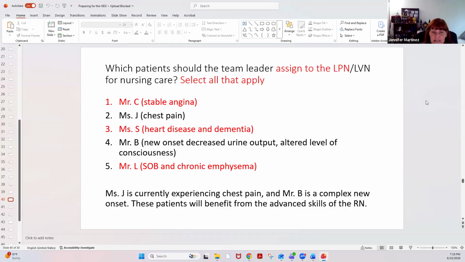Miss S has heart disease and dementia. There's not really anything we're concerned about there. And then Mr. L with shortness of breath and chronic emphysema. Okay, the key word is chronic emphysema. Shortness of breath is expected, right? Patients that have chronic emphysema, we expect them to have some shortness of breath. So good job.